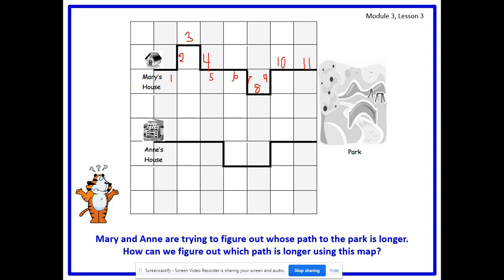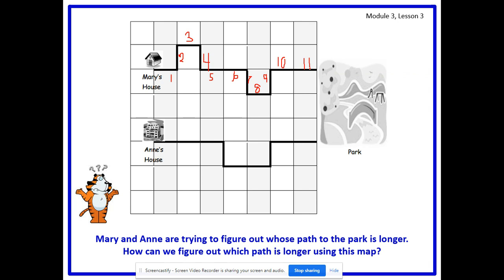So how many city blocks long is Mary's path? Get ready. Yes, 11 city blocks. Remember, we must always name the unit when measuring in length or anything. So let's try that again. Remember to say the unit, which is city blocks. How long is Mary's house to the park? Get ready. Yes, 11 city blocks. Awesome job.